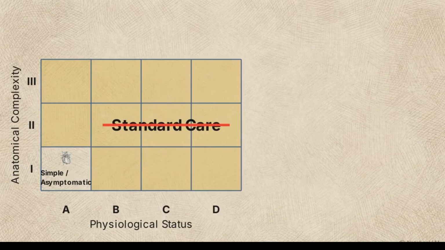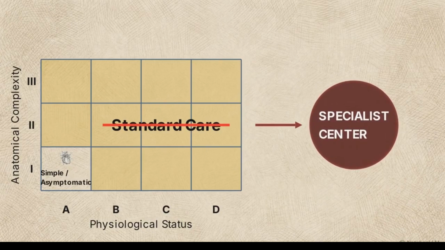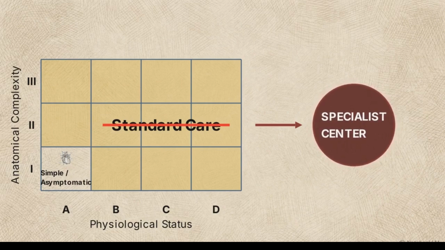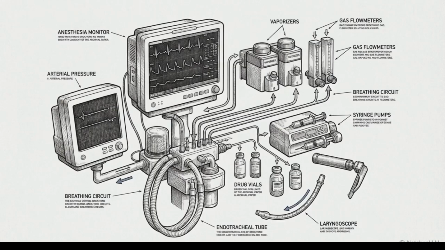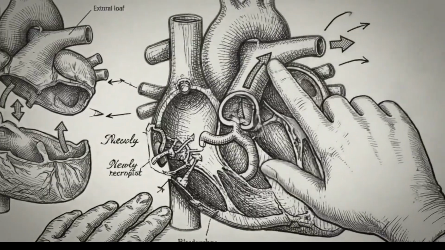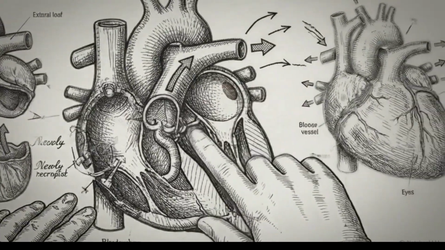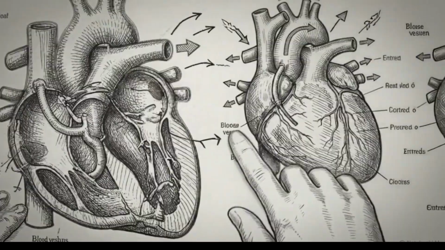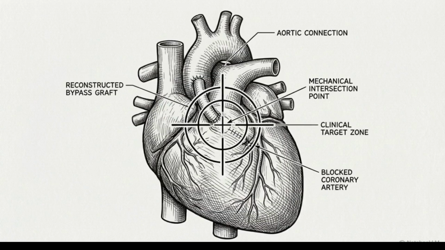The clinical threshold shifts for patients with moderate to complex anatomy, or those at physiological stage B or higher. These individuals require early discussion with or transfer to a specialist ACHD center. For this high-risk cohort, the primary perioperative goal is the absolute preservation of baseline physiological stability. Safe anesthetic management relies on reverse engineering the specific structural modifications of the patient's heart. This allows you to anticipate exact intraoperative failure points rather than relying on generic cardiac protocols.